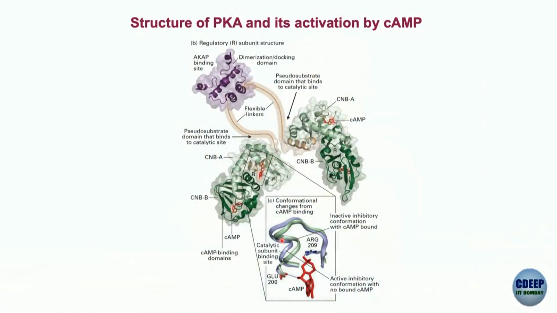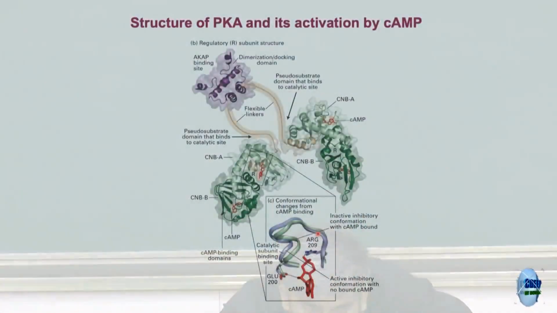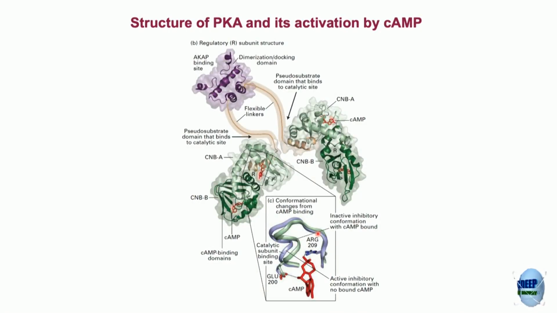Same thing is happening over here. The moment you add your cyclic AMP, these amino acids are trying to make connection with it. So, there is a change in the conformation. That is what it is depicted over here. Actually, this picture is not extremely clear to me, but these are the 2 amino acids, arginine 209 and glutamine 200. These are the 2 which are engaged with, associating with the cyclic AMP, which is causing the conformation change, and that's how the activation of your pKa is taking place.